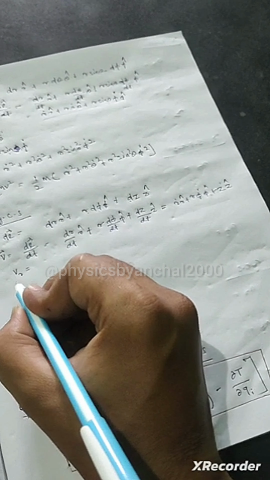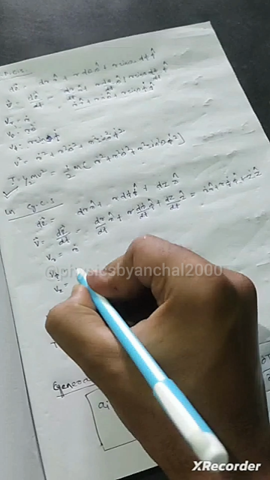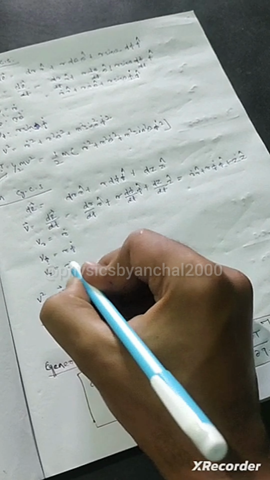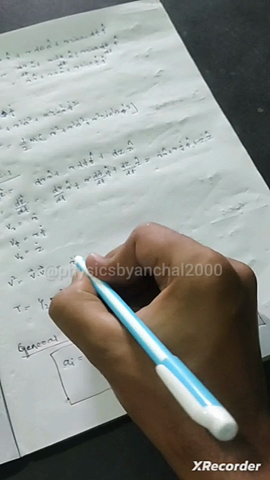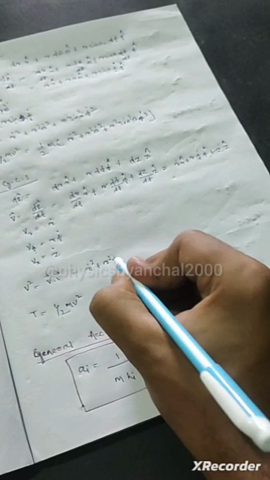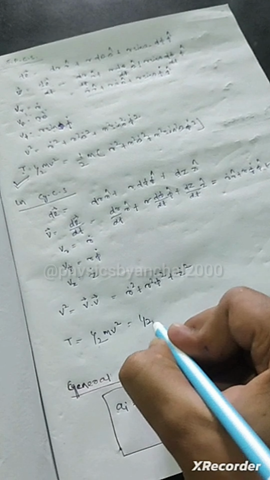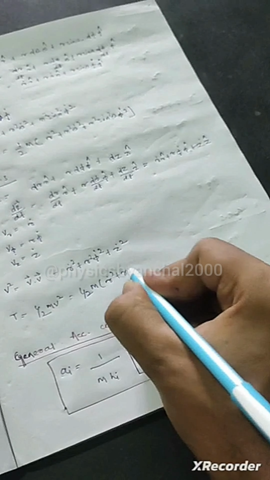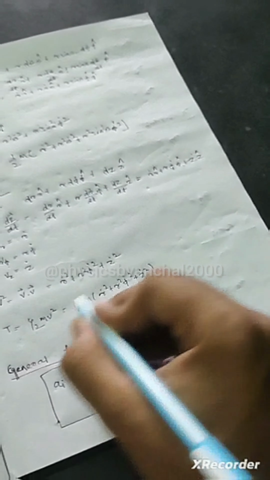And what is vr? That is the velocity in the direction of r, that is r dot. And what is v phi? r phi dot. And what is vz? That is z dot. And what is the square of velocity? That is r dot square plus r square phi dot square plus z dot square. And what is the kinetic energy? Kinetic energy will be half m times r dot square plus r square phi dot square plus z dot square.